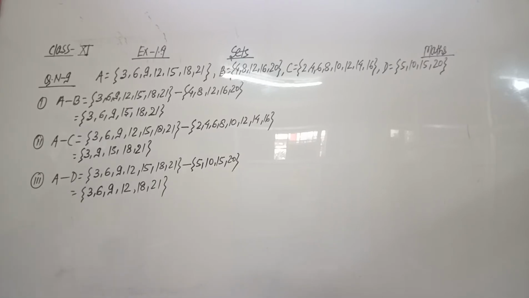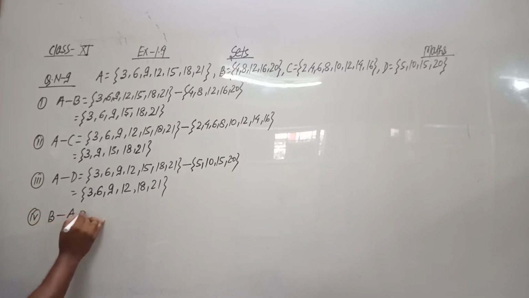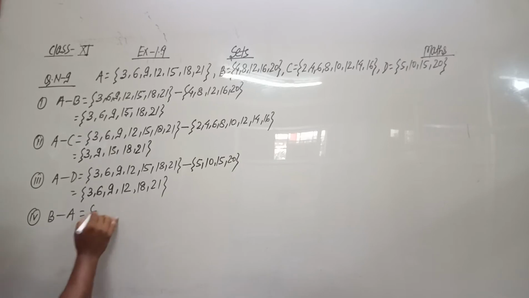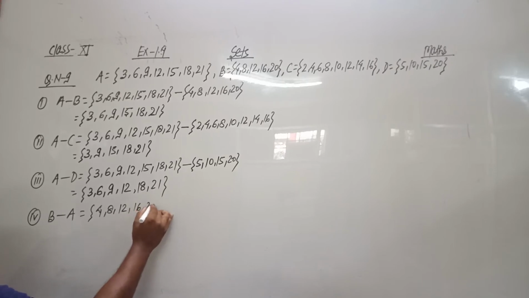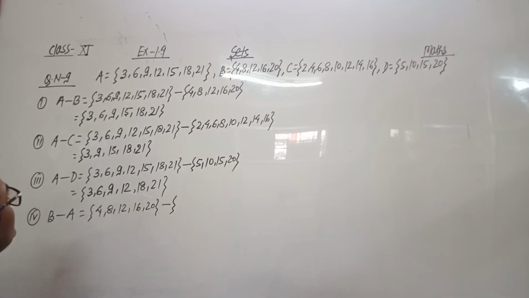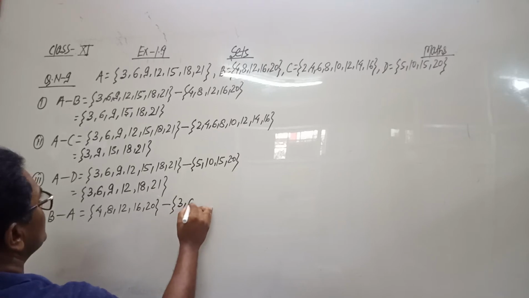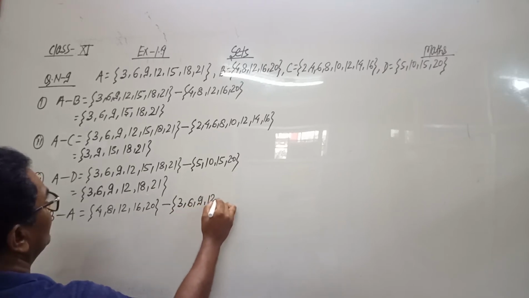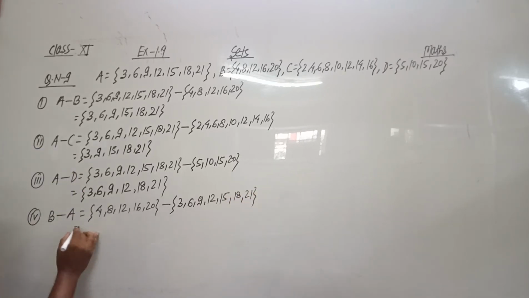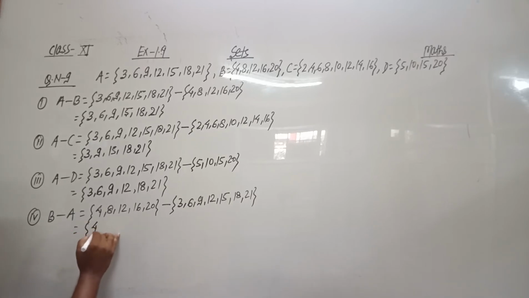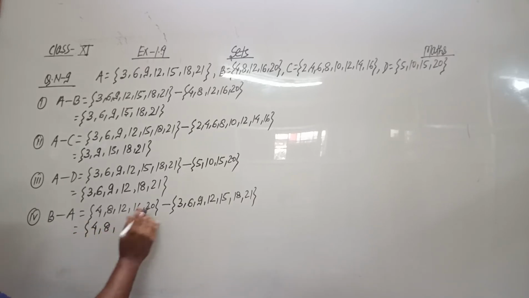Then B minus A. Set B is 4, 8, 12, 16 and 20, minus A: 3, 6, 9, 12, 15, 18 and 21. So those elements of B which are not in A: 4, 8, 12 is available, 16 and then 20.